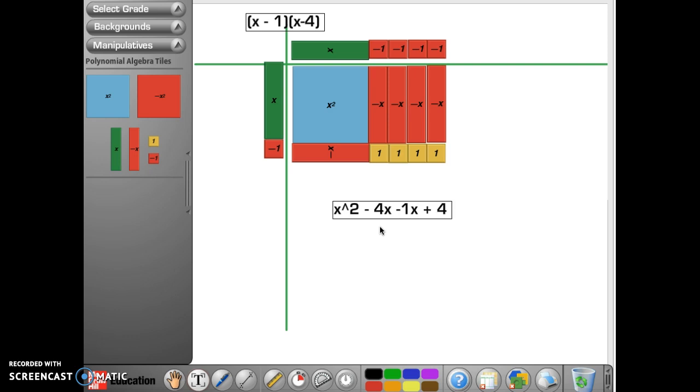So if I were to distribute this using FOIL, I would see all of those four pieces, but when we see it visually, I can see my zero pairs more efficiently, and I can also count up all my x's together so that I see I have negative 5 x's plus positive 4.